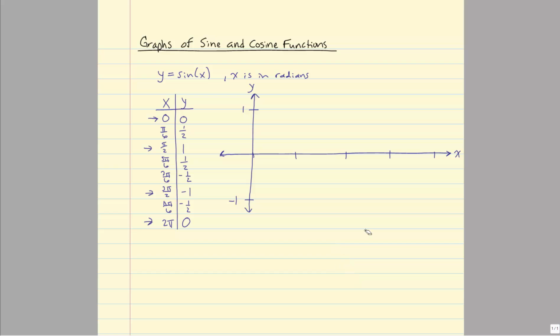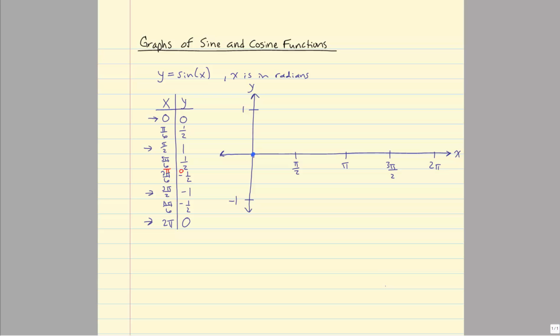I'm just going to try and split this up evenly. Pi over 2 is my next quadrantal point. Pi, 3 pi over 2, and 2 pi. And I think I forgot pi in here. Pi would have gone right in between here. So the sine of pi is 0. We'll sneak that in. So as we plot these points, 0, 0.